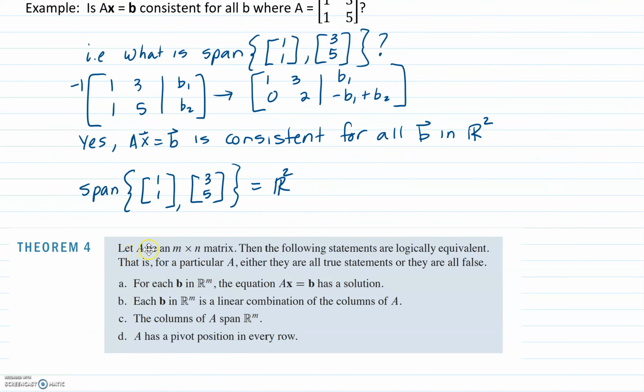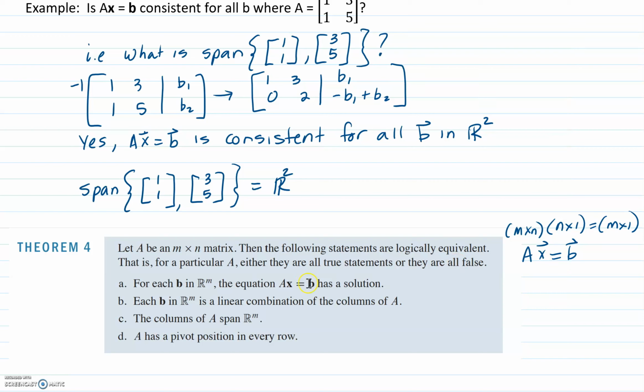It says here, let A be an m by n matrix, then the following statements are all logically equivalent. That is, for a particular A, either all the statements are true, or they are all false. So the first one, for each B in Rm. B needs to be in Rm because we have an m by n matrix, and the X needs to be in Rn, and the result is m by 1. So B is in Rm, and it says for each.